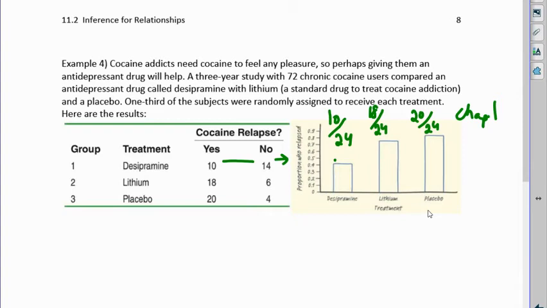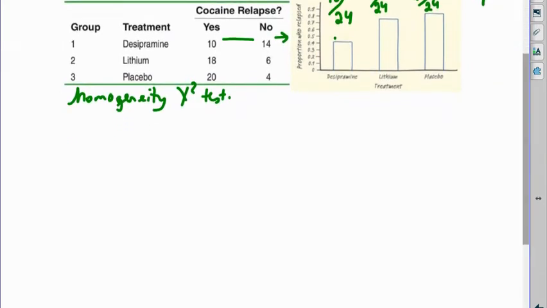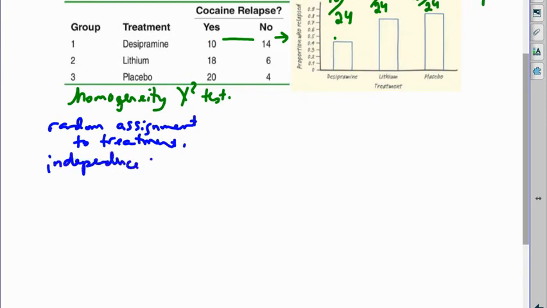But anyway, because we split them up first and then did this, it is a homogeneity chi-squared test, as long as our conditions are met. And so we did randomly assign them to treatment, which actually, because we had random assignment to treatment, then we actually are meeting independence.